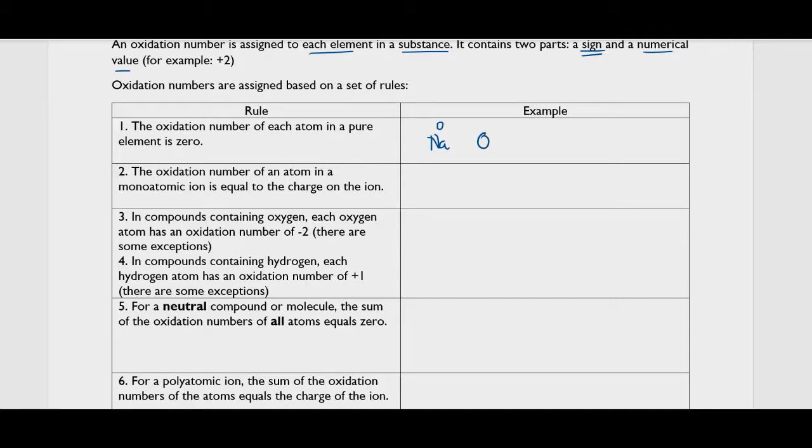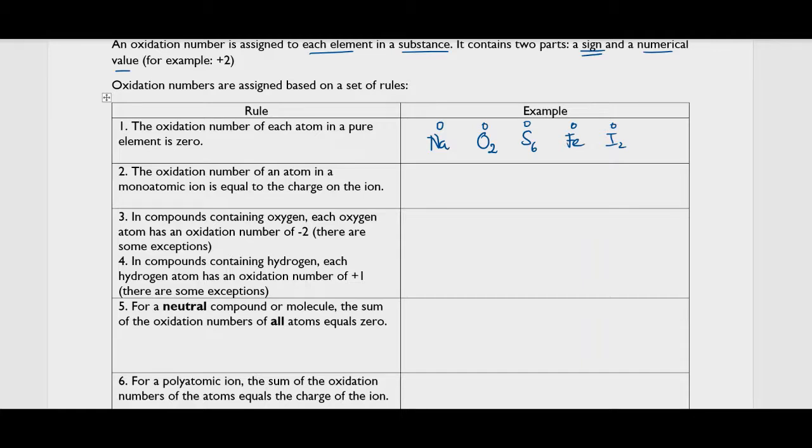If I have oxygen gas, there are 2 atoms in oxygen gas, but this is still a pure substance. The oxidation number of each oxygen atom in this element is also 0. If I have, I don't know, S8, for example, so sulfur, again, this is a pure element. It only contains 1 element, so the oxidation number is still 0. Fe, maybe another pure substance, oxidation number still 0. Iodine, still 0, something like that. So the oxidation number of each atom in a pure element is 0.